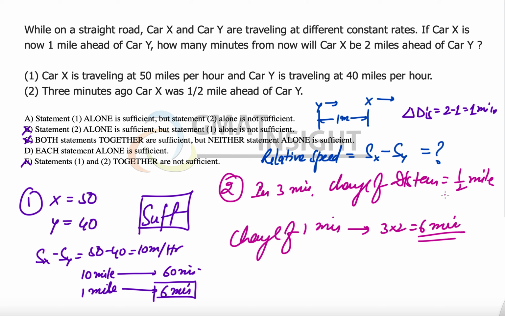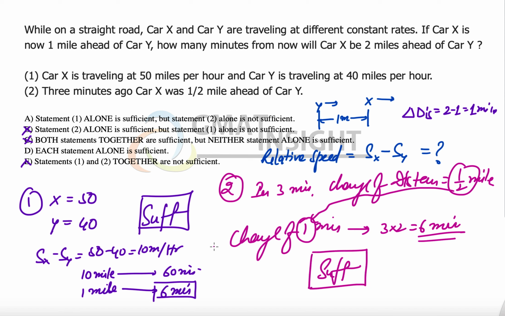I multiplied it by 2 because half is getting multiplied by 2 to become 1. This is the delta, that means the change of distance. If half a mile is increasing between them in 3 minutes, then 1 mile will increase between them in 6 minutes. So the second statement also gives us the answer, so it is sufficient to answer the question, and the answer becomes option D. That means each statement alone is sufficient to answer the question.